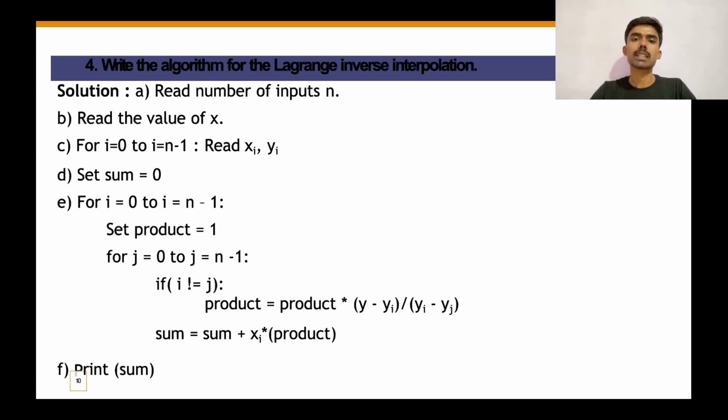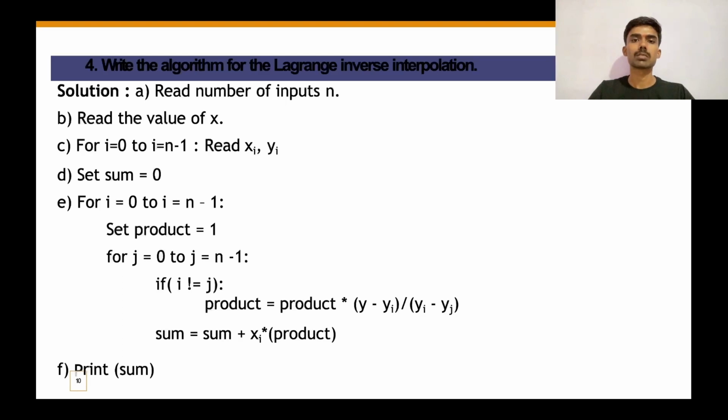Then we take a variable sum equal to 0. Then we implement a for loop from i equal to 0 to i equal to n minus 1, and we set product equal to 1 because we cannot take product as 0, and to prevent any garbage value we are putting it as 1. Then we take another for loop inside of that, with j equal to 0 to j equal to n minus 1, and inside it we put a condition: if i is not equal to j, then product is equal to product into (y minus yj) by (yi minus yj).